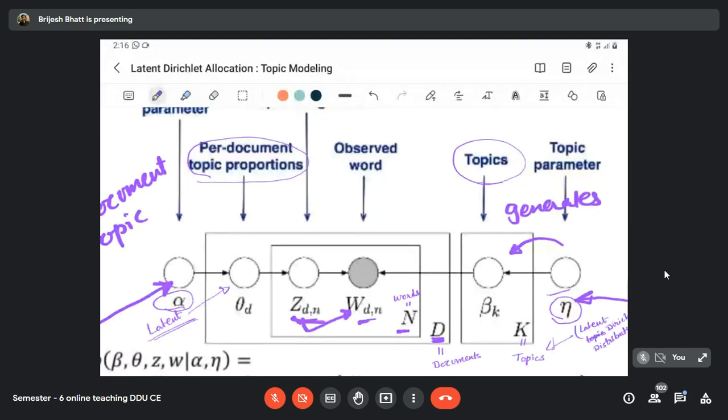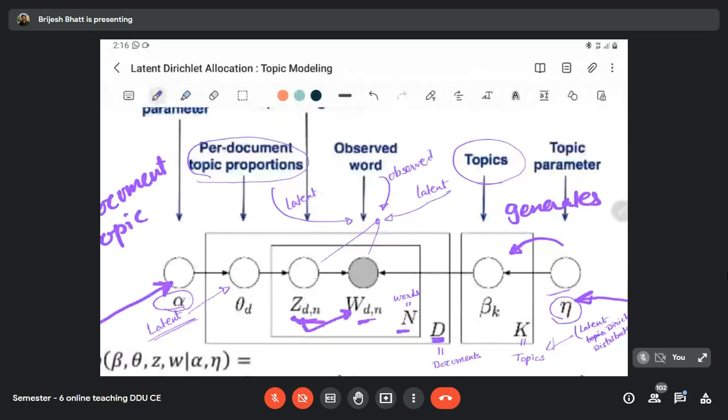And once these two things are given, we want to calculate these two things. So these two things are calculated based on observed word and latent, these three pieces of information. So this is latent, and this is observed. Latent means it is there, but you do not know. And observed is what you see.